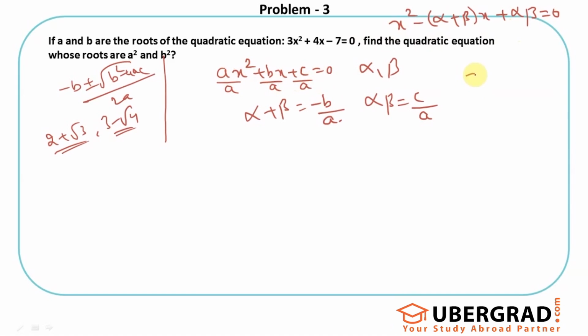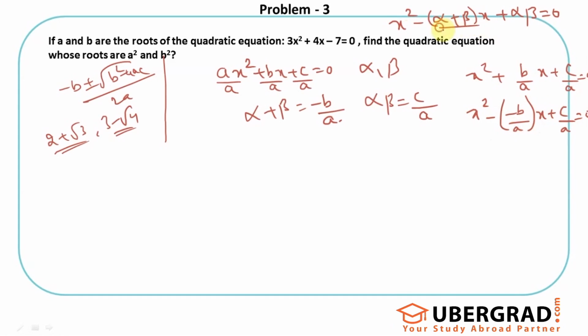x square by a is x square plus b by a into x plus c by a equals to 0. Still not of this form. So what will I do? x square minus of minus b by a into x plus c by a equals to 0. Now it is of the form x square minus something into x plus something.